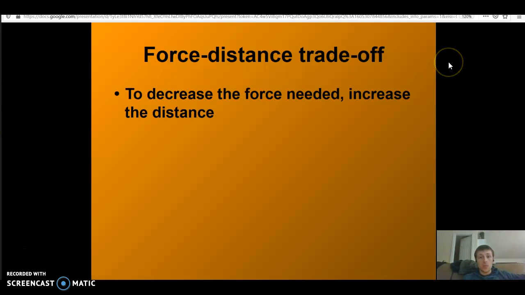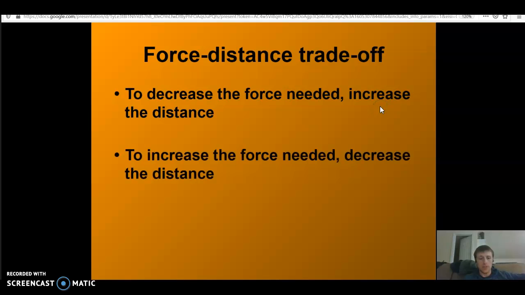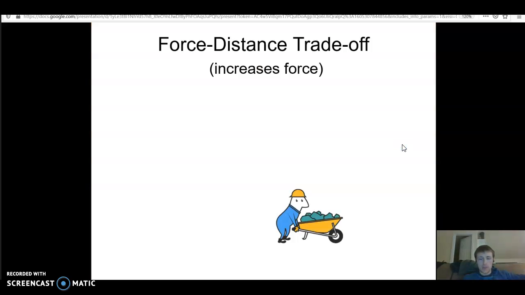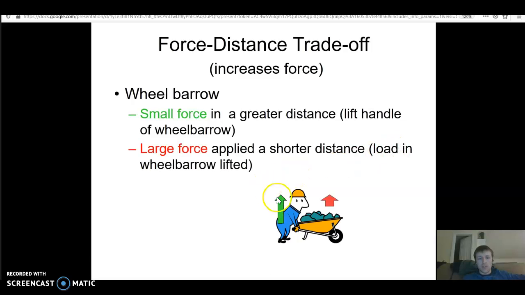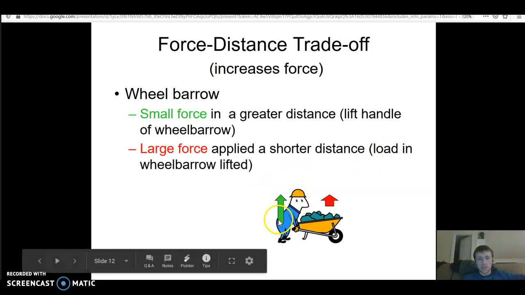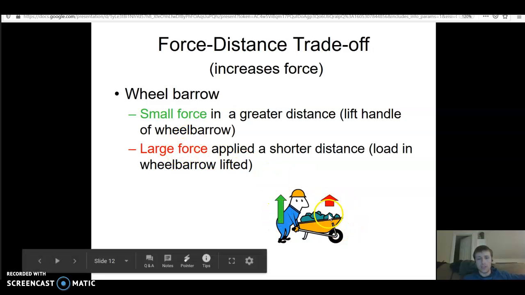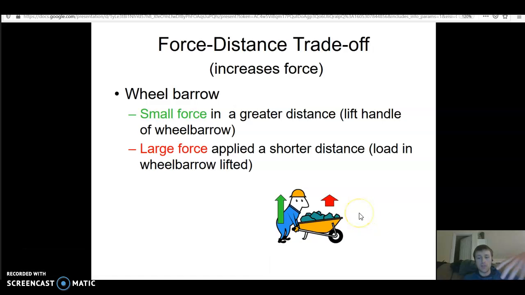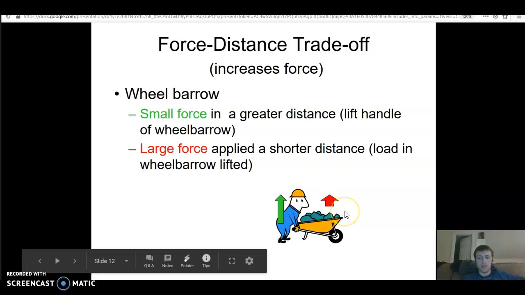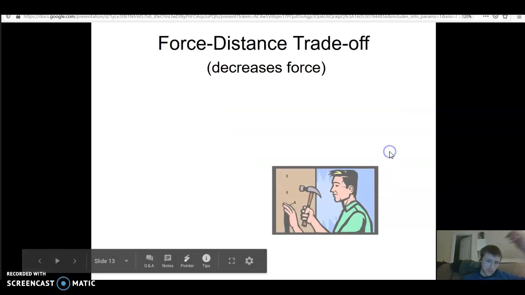So what kind of trade-offs are we looking at here? Well, you can, for instance, decrease the force needed and increase the distance, or vice versa. You could increase the force needed and decrease the distance. We can take a look at a couple of examples. For instance, if you look at a wheelbarrow, over here, the green arrow represents a small force being done over a greater distance, and the large force on this other side applied over a shorter distance. So we can lift those really, really heavy rocks inside the wheelbarrow, despite not having to exert too much effort.